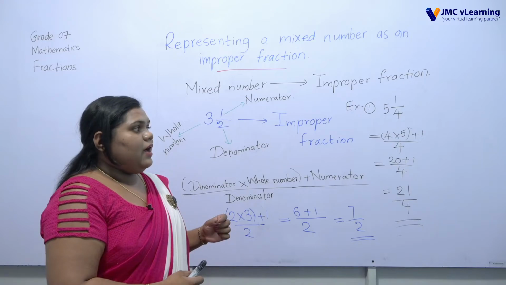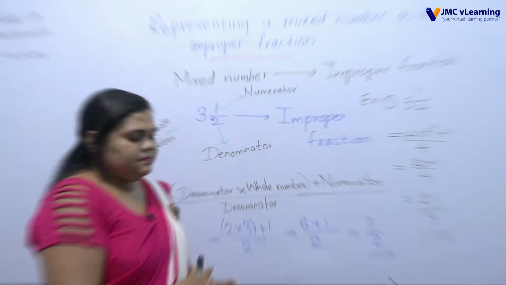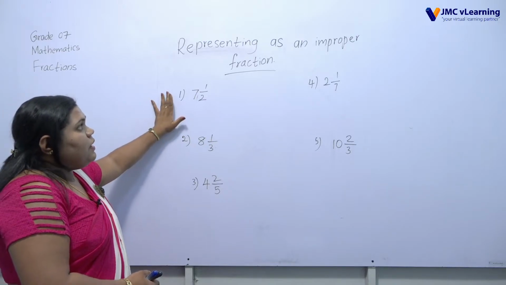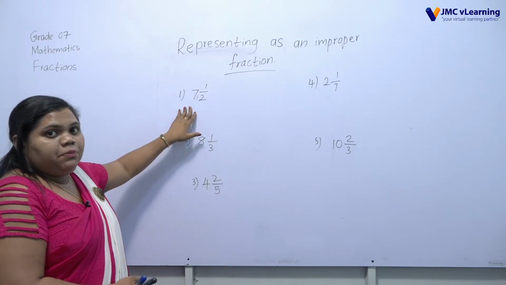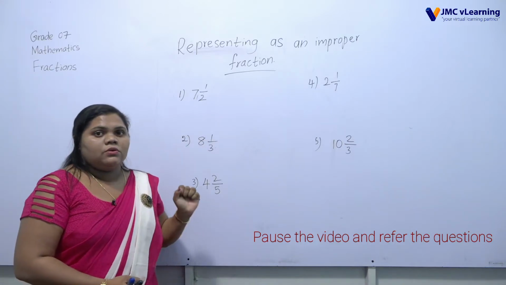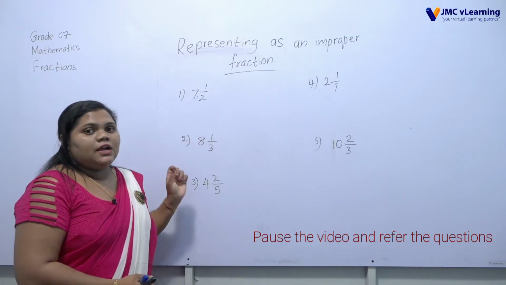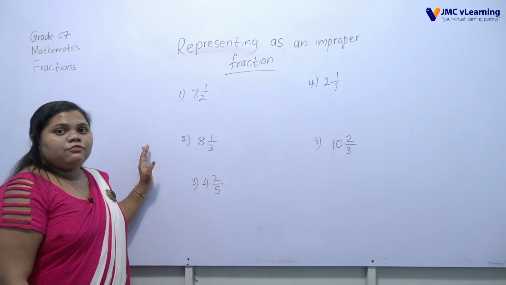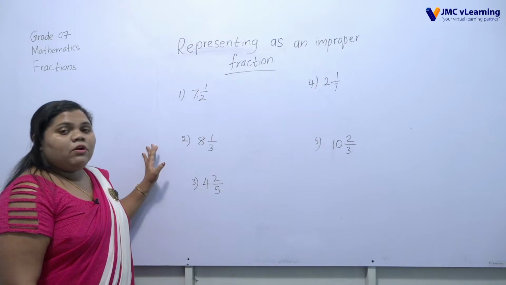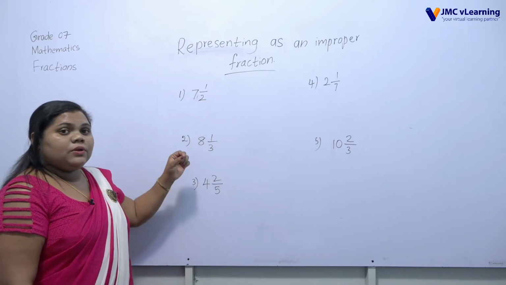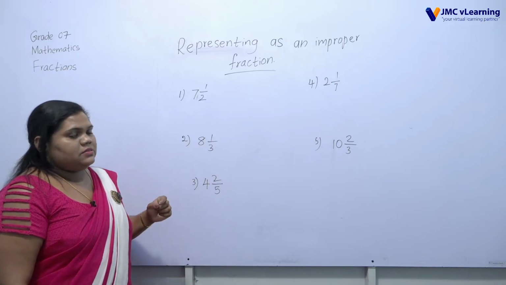Now you have to solve it quickly. You want to represent these mixed numbers as improper fractions. I'll give some time to do this. Quickly start to do this. Okay, children, I think now you all have finished this. Now I'm going to teach those things. Now you can check your answers.